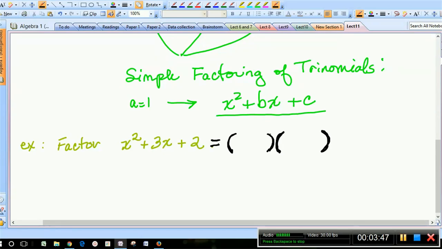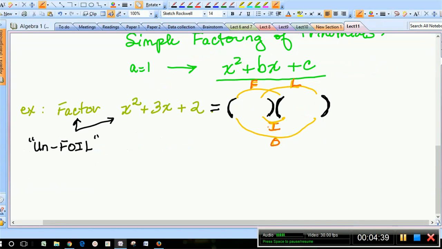Now, if you're confused with what I'm doing here, this would be a good time for you to go review FOIL. Remember FOIL? Remember that FOIL was how we multiplied two binomials. It gave us the order that we multiplied the terms. Okay? So this is a good time to go and review that, because when we factor this trinomial, we are being asked to unfoil the trinomial, okay? So basically, that is what factoring is. Factoring a quadratic is unfoiling the multiplication of two binomials. So keep that in mind, okay?